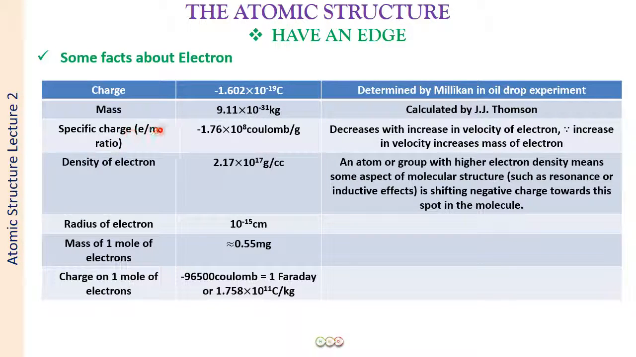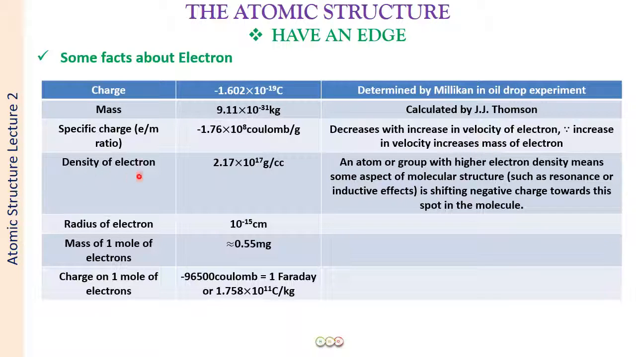Then the specific charge e by m ratio is minus 1.76 into 10 power 8 coulomb per gram, and this decreases with increase in velocity of the electron, because the increase in velocity increases the mass of the electron.